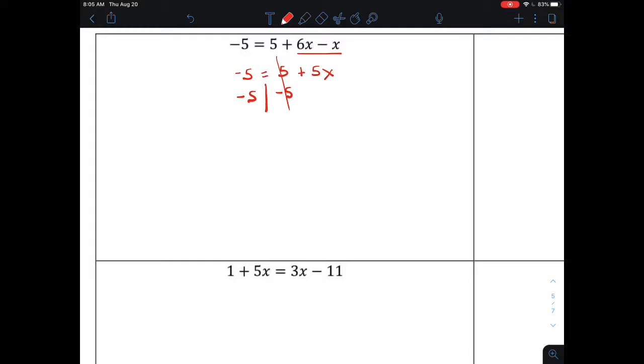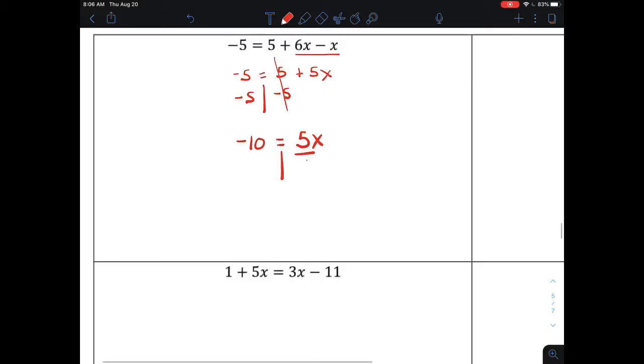And then now we work to make our next line. -5 minus 5 makes -10. And then I have equals. And then I still have positive 5x. I don't need to write the plus sign there. And then the last part left is to get the 5 that's multiplying the x off of it, which means to move it I need to divide. So I got to divide both sides by 5. And that takes it off of the x. So the right side is equal to x. Left side, -10 over 5 is -2.